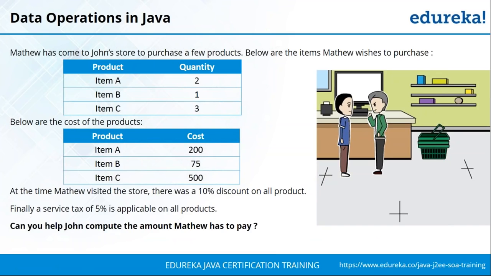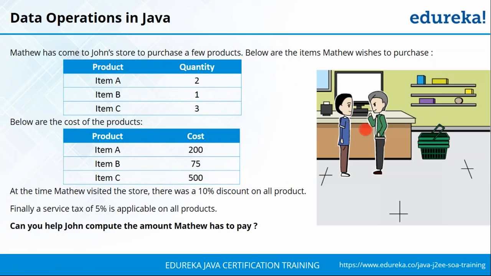So Matthew has come to John's retail store. Matthew wants to purchase a few products from John's store, and he's given John the list of products that he wants. So he wants two quantities of item A, a single quantity of item B, and three quantities of item C. So already the prices of these products have been displayed. Item A costs 200, item B costs 75, and item C costs 500.